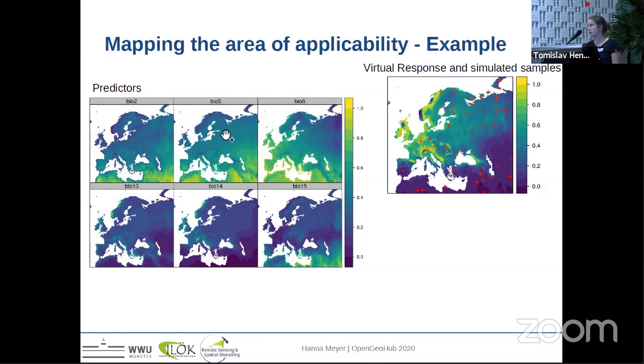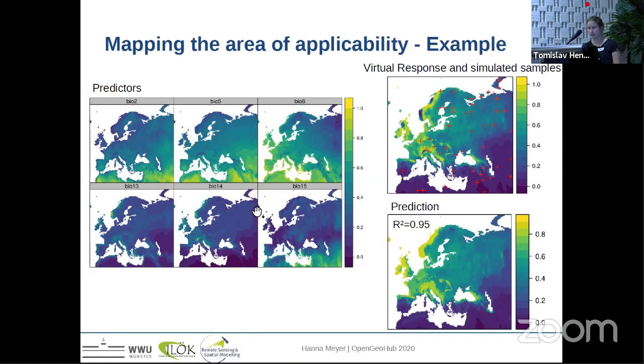And when we apply the random forest algorithm, just as one example, we get the following prediction patterns here, which can be indicated by a cross-validated R squared value of 0.95. So apparently a very good prediction model. However, we have said earlier on that we should only make predictions for those environments that are known to the model.